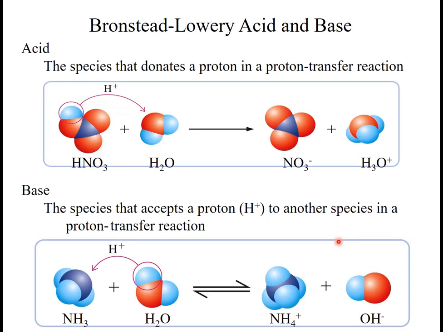As time progressed, they realized that acids still had the hydrogen, and H plus is the same thing as a proton. Base, however, expanded its definition. It no longer had to have the hydroxide, but it was something that accepts the proton, or the H plus, into another species. So here I have nitric acid, which is the acid, donating the hydrogen to water, and so it forms hydronium ion and leaves behind the nitrate.